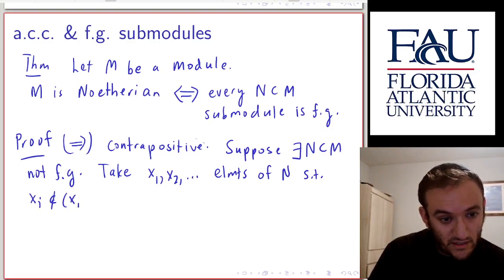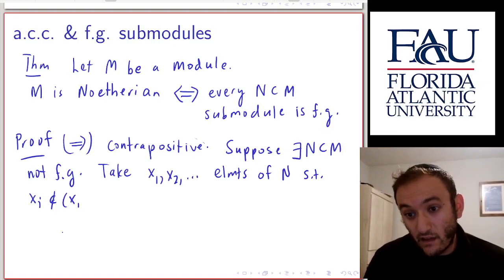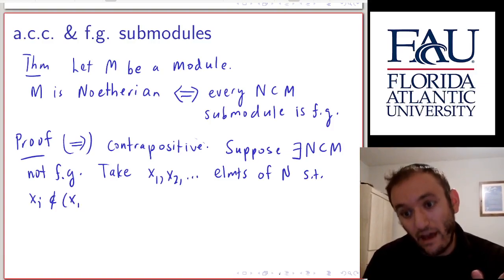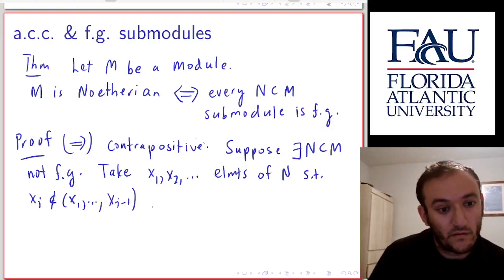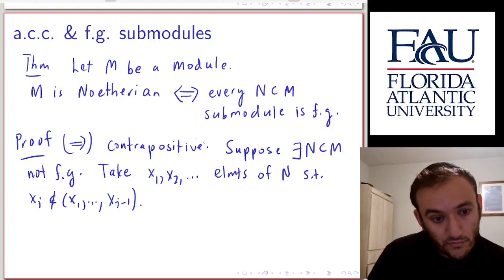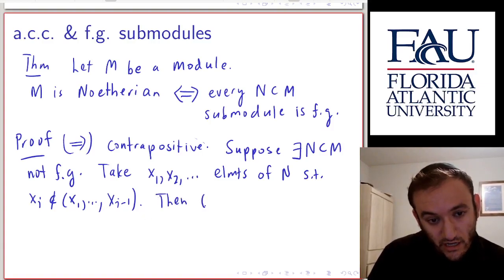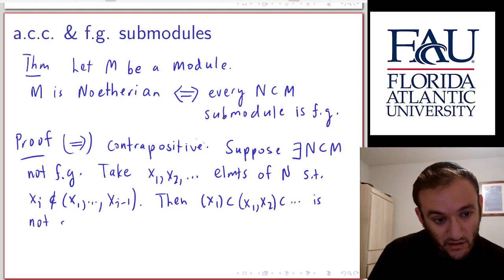The assertion that N is not finitely generated means you have to be able to find such elements. Then the chain x1, x1 x2, etc. is not stationary, so M can't be Noetherian.